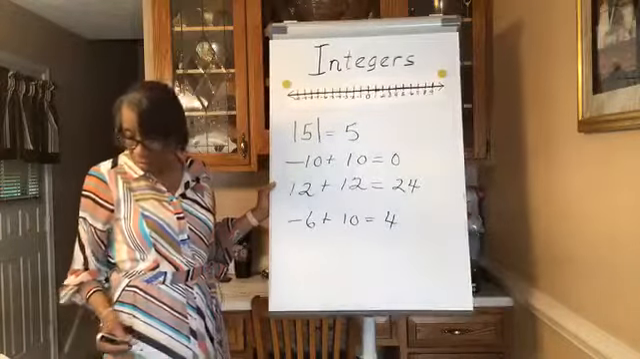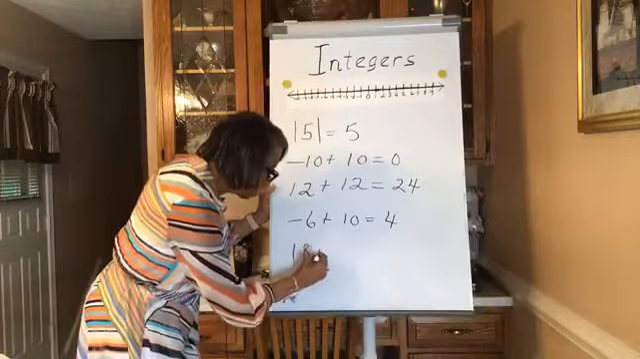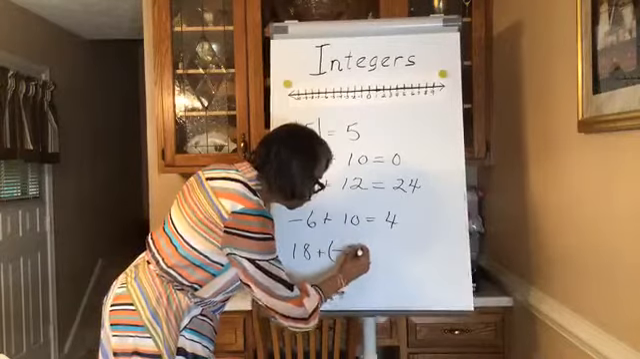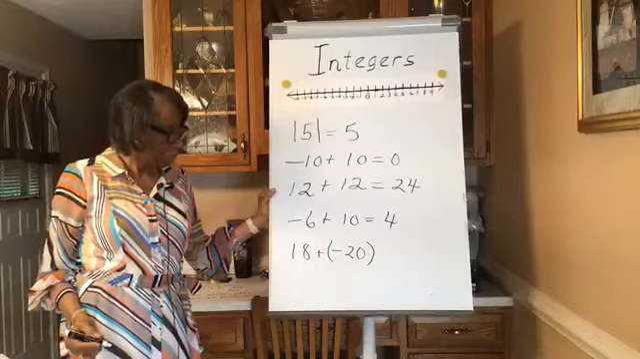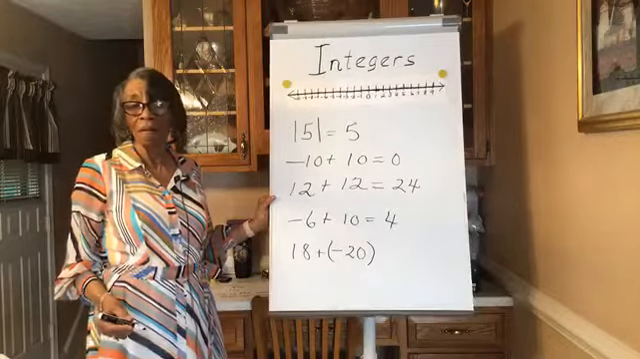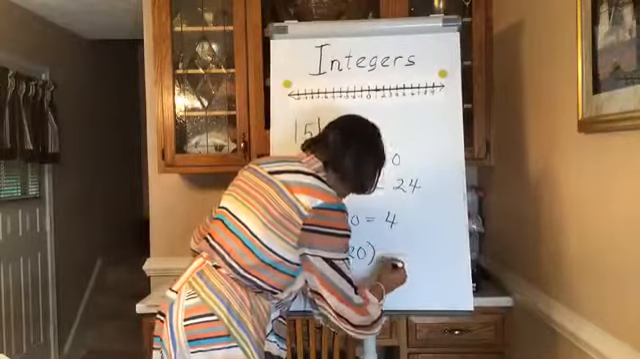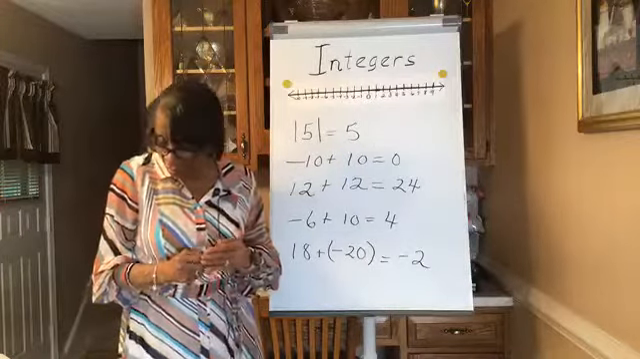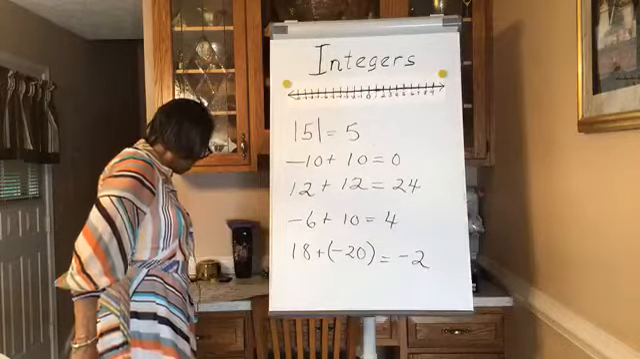All right. Let's take a few more. 18 plus negative 20. I paused a moment to let you do it. I hope your sum is negative 2. I hope you got them all correct, and we're going to do some subtractions. But let's first review what we did for adding.